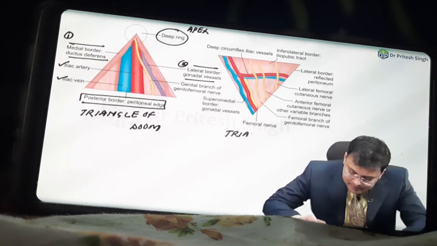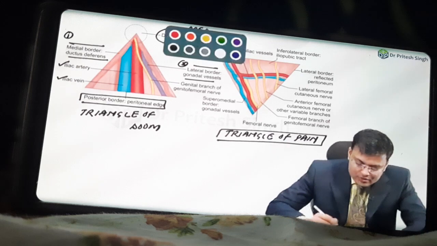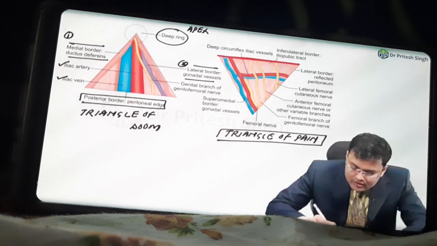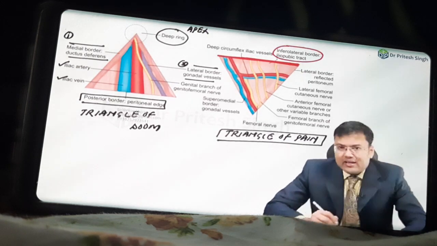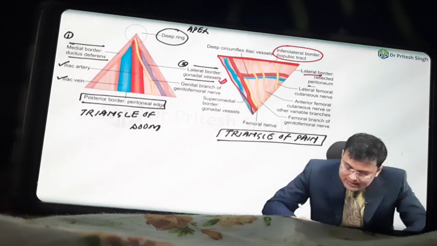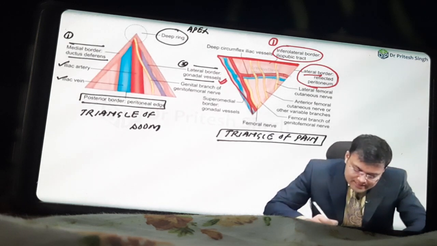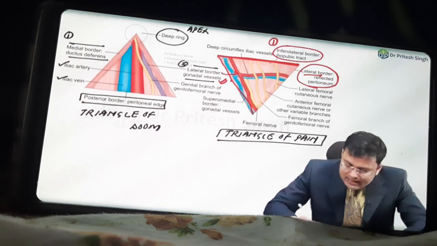Just lateral to this is what? Triangle of pain. This is electric hazard zone. So if you see what is this triangle of pain, can you see here? Inferolateral border is by iliopubic tract, or superiorly there is iliopubic tract. Medially there is gonadal vessels, and laterally there is peritoneum.